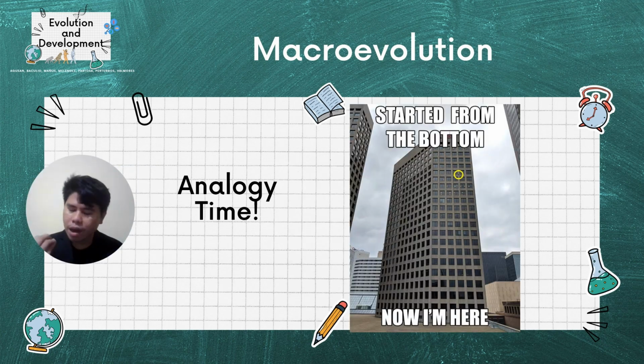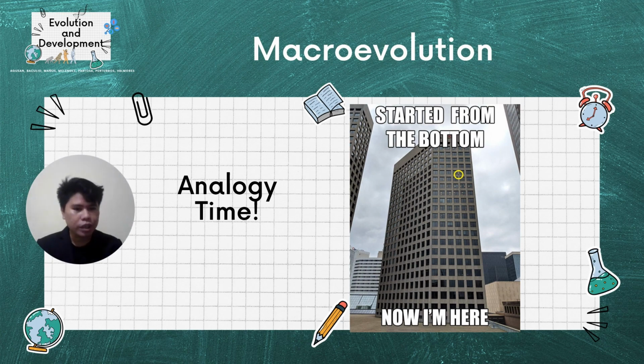So to sum up everything, think of macroevolution as a skyscraper and developmental biology as the blueprint that guides its construction. The skyscraper is the end result of many small-scale construction activities, just as macroevolution is the result of many small-scale evolutionary changes. The blueprint provides the instruction for how to build the skyscraper, just as developmental biology provides the instruction for how to build an organism. And in the long run, when there are many organisms being built, we see it in a bigger picture that relates to macroevolution.